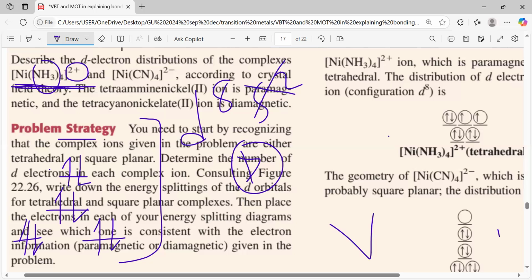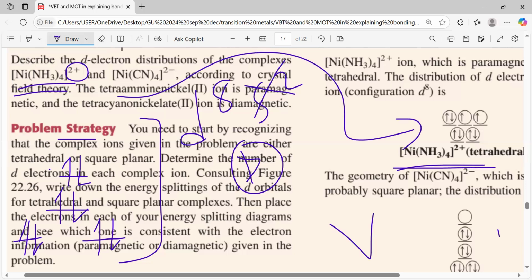And we are told it is what? Paramagnetic. So in other words, it is not this type. It's not planar, so it must be tetrahedral in shape. And if I do that complex, assuming that it's tetrahedral, I'll get this structure. I'll still start with 8 down here, pair, then go up here and add, then I'll get it like that.